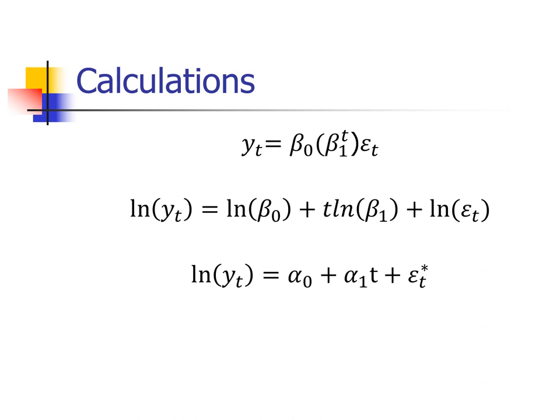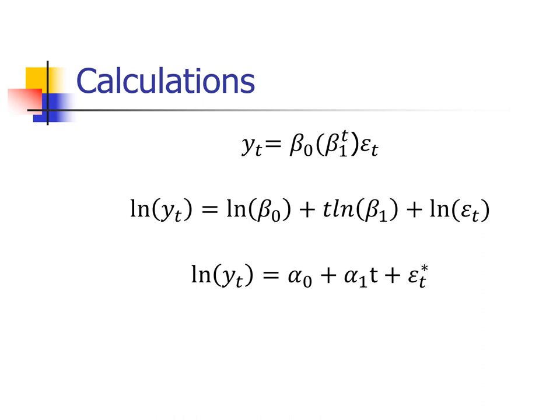If I take the log of the left and the log of the right, remember, the log of a product is the sum of the logs, right? So if I take the log of that right-hand side, I have the log of beta naught plus, here I did two steps. It's technically plus the log of beta 1 to the power t, but another property of logs is I can move that t. So it's log of beta 1 to the power t, but I can move that t outside of the log plus the log of that epsilon.